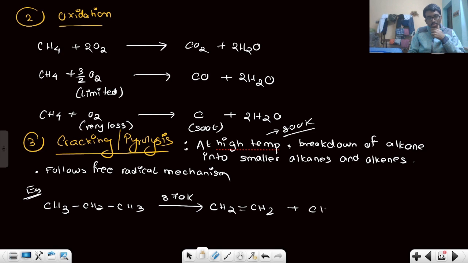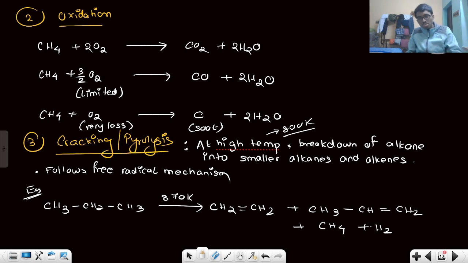Then it can give you propene. So you can see ethane is lower, propene is same, but alkane only, simpler alkane. And it can give you methane, it can give you hydrogen. Clear? So this type of thing is called cracking or pyrolysis. Not at all used in our syllabus. So just know it and skip it.